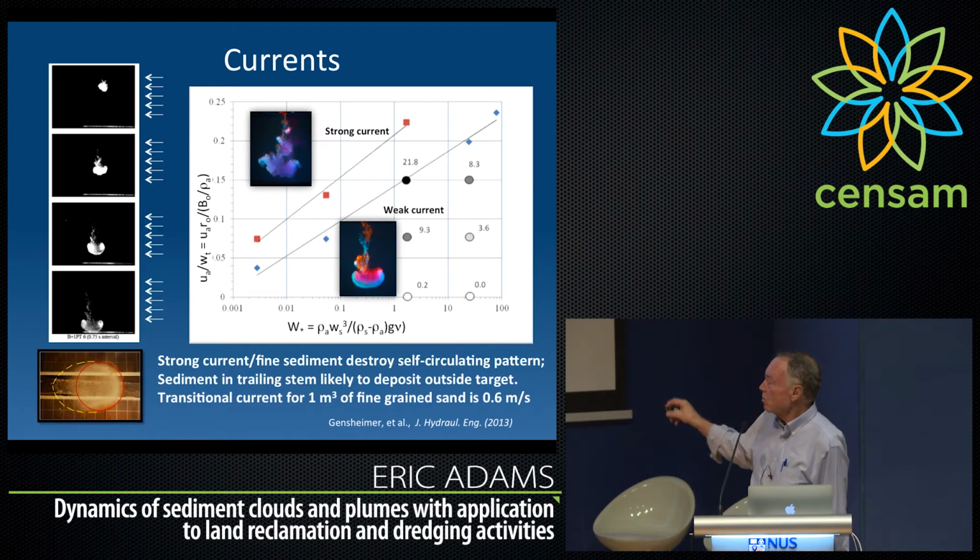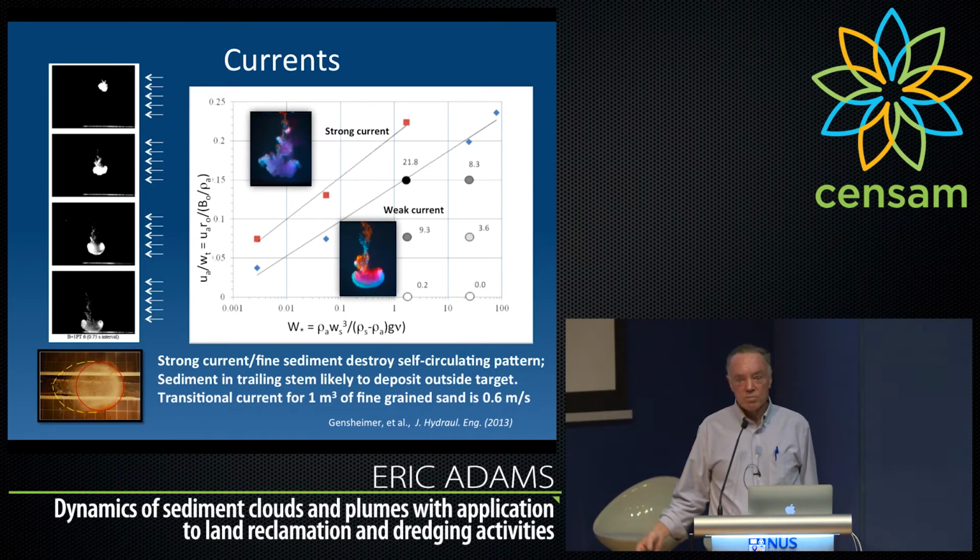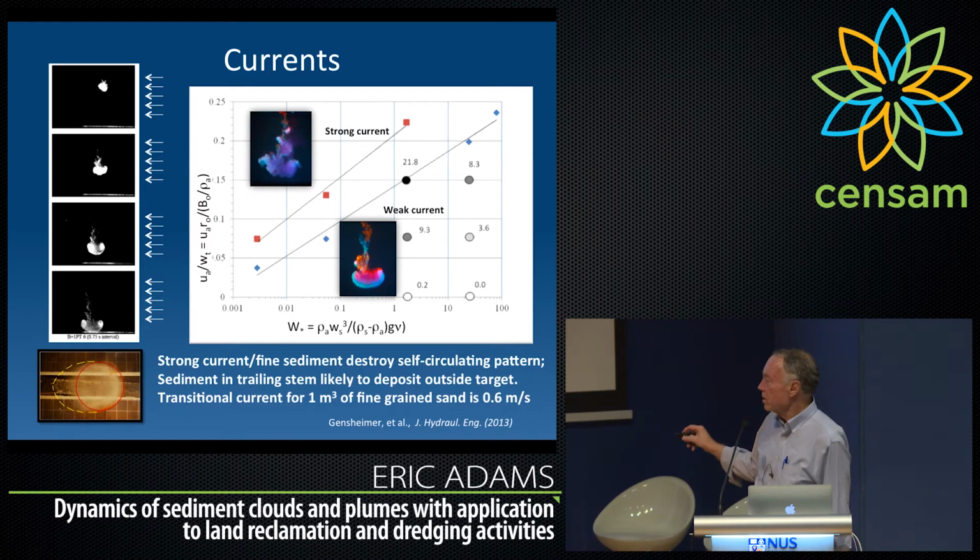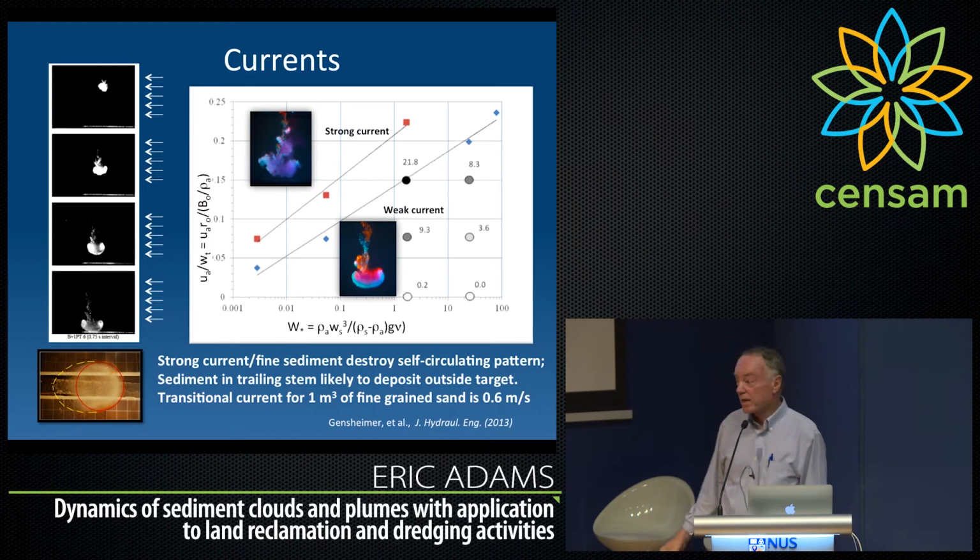And so basically this was parameterized into an equation, and if you apply that to the field, you can identify the conditions where it would be safe to release sediments and those where it would not be. In this particular example, if you took a cubic meter, which is typical of a dredge bucket, of fine-grained sand, this transition halfway between the strong and the weak was about 0.6 meters per second. So if you have tidally reversing currents, there would be a window of time when it would be acceptable to release and a window of time around the max flood, max ebb, that it might not be.